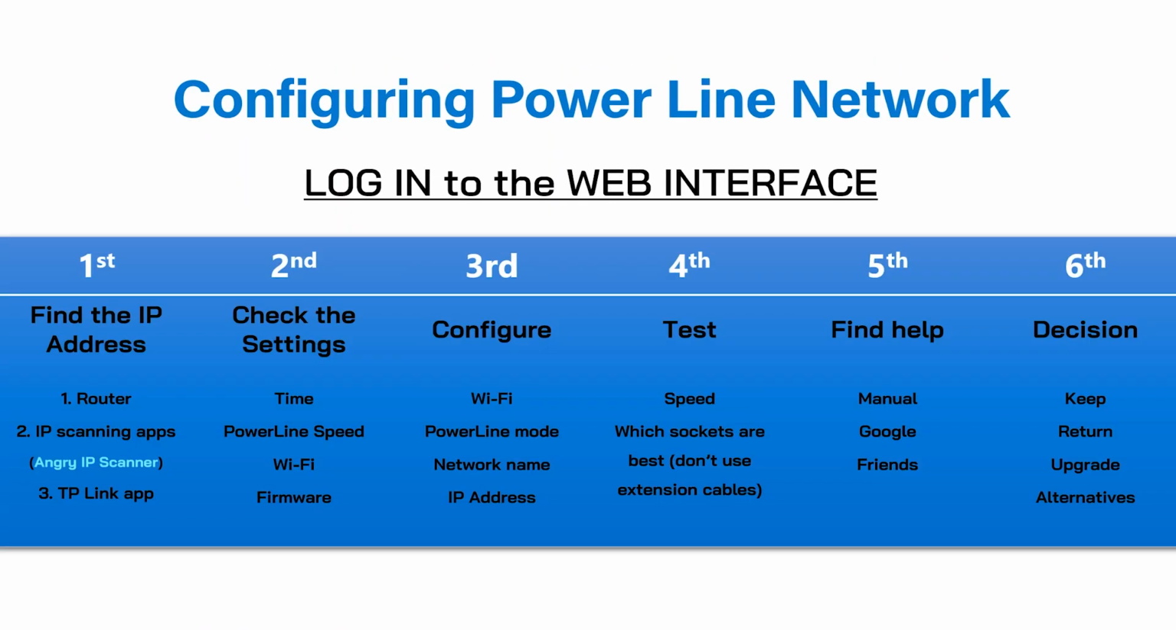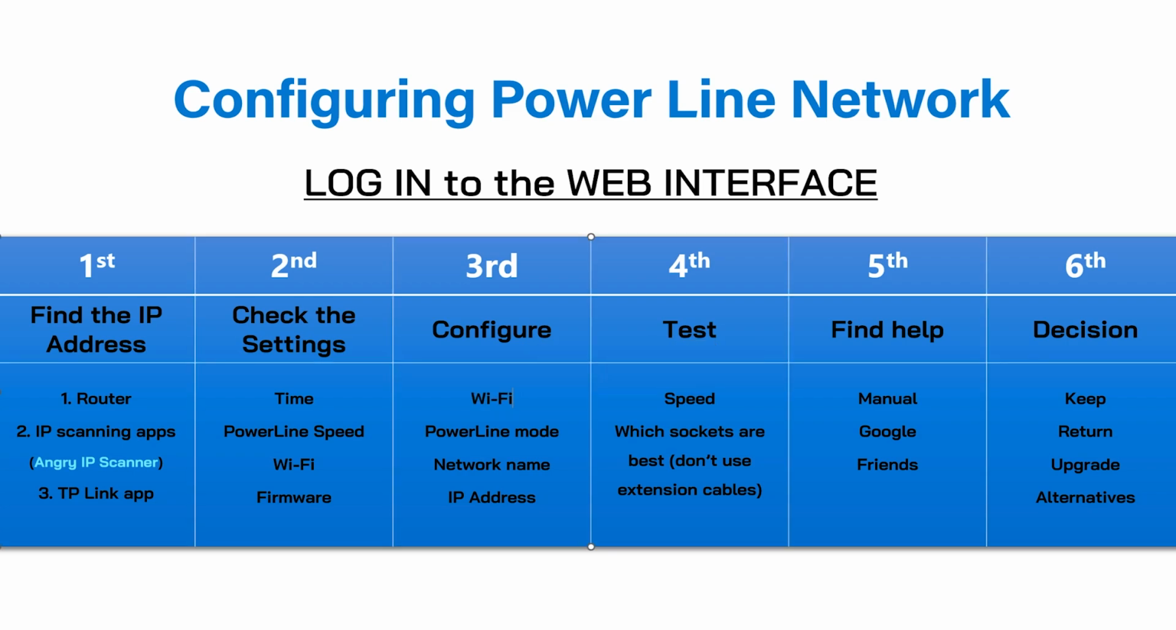Okay, so let's quickly go through the steps. So log into the web interface, find the IP address either from your router or using Angry IP Scanner or TP-Link app. Check the settings like time, PowerLine speed, Wi-Fi firmware. Configure those settings if you want to change the Wi-Fi settings, PowerLine mode, network name, IP address, and then test. Test the speeds, test which sockets are best to use or not to use, and don't use extension cables. And look for help, yeah? Check the manual, Google it, ask friends, and then only then decide whether you want to keep it, return it, upgrade, or find alternatives, like an Ethernet cable.